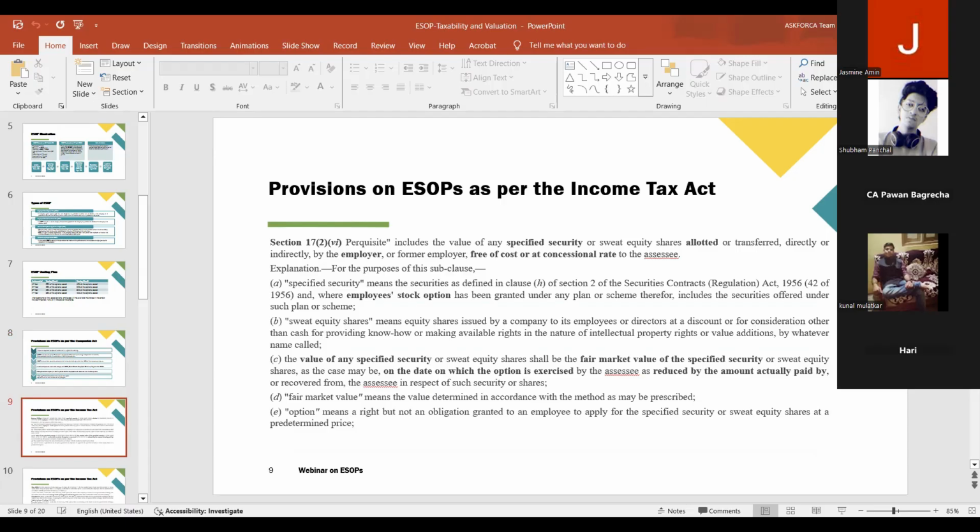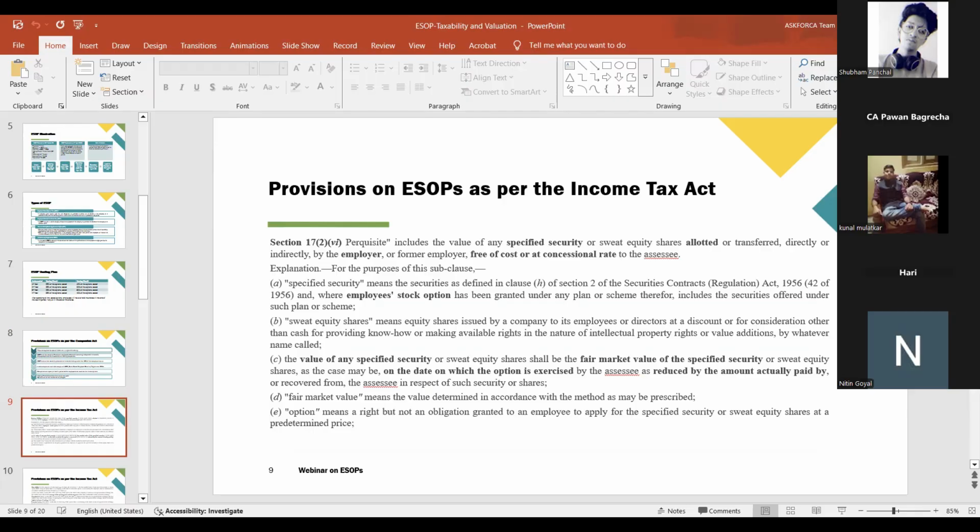These are the provisions of the income tax for employees getting the ESOP, and it is a benefit in the hand of the employee. So there must be taxability in the hand of the employee, and it will be taxable under the perquisite head. And we have to compute what the value is that will be taxable in the hand of the employee.